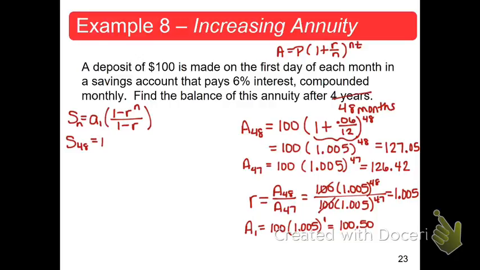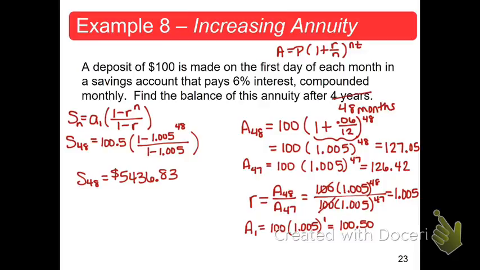So now we can plug in. We know our first term is 100.5 times 1 minus 1.005 raised to the n, which we know is 48, over 1 minus 1.005. Now for the fun part, getting that all typed in your calculator correctly. Put the parentheses, then multiply. All right, so put that in. Let's see what we get. If you type it in correctly, you get $5,436.83.